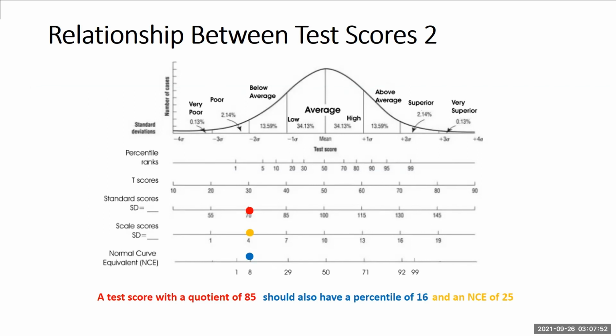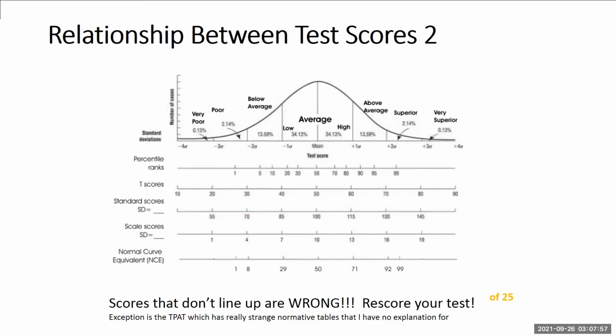If you report several scores on the same subtest, such as an index, scale, and normal curve equivalency, they should not be in different locations under the normal curve. This is a red flag for anyone reading a report and suggests at least one of the scores is incorrect.